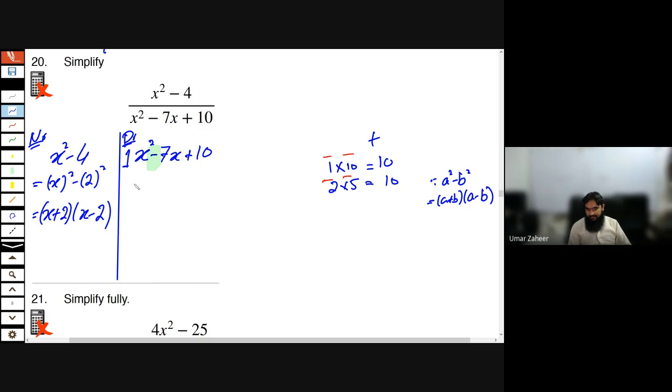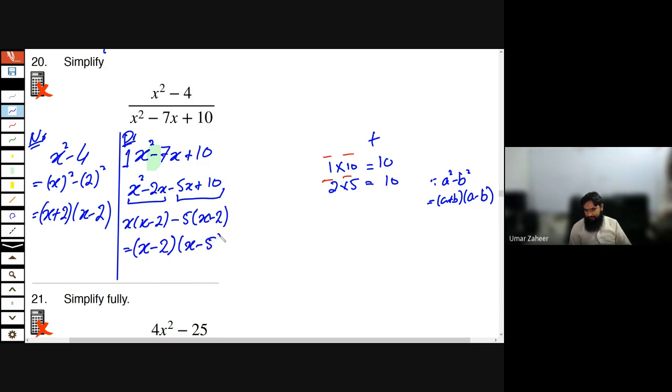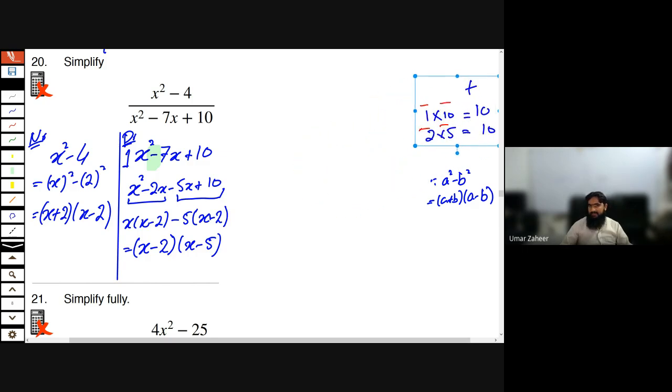All right, Hania. So we will get x squared minus 2x minus 5x plus 10. Taking common by grouping, x is common, you will get x minus 2. Minus 5 is common, you will get x minus 2. Now in both of them, x minus 2 is common, and you will get x minus 5. Now our numerator is factorized, our denominator is factorized.